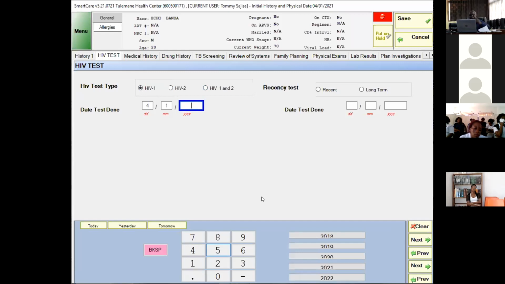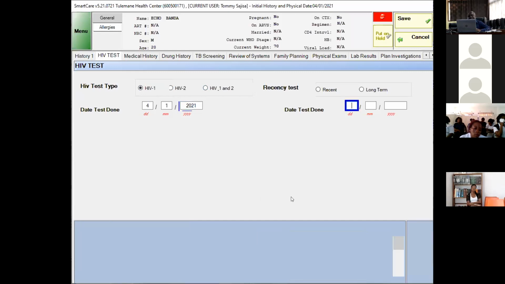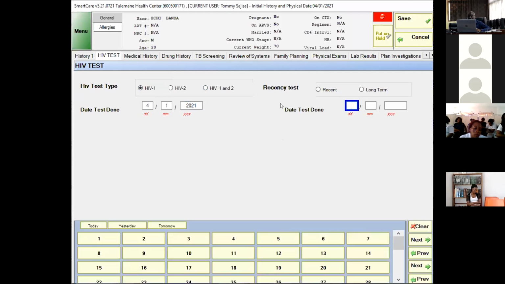2021. Okay. The recent test, again, that we said is a program, but the provision is already there. So it will be tested, and the result will show whether it is a recent test or a long term one, and the date when it was done. For now, I'll leave it. I just wanted to show you that it is here already. Then we'll go into the medical history.